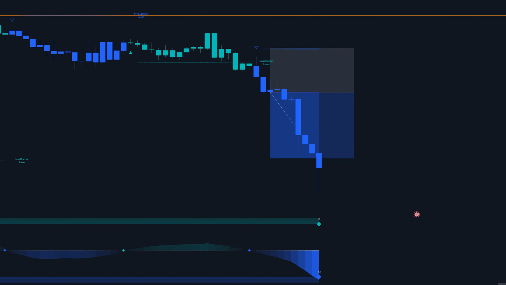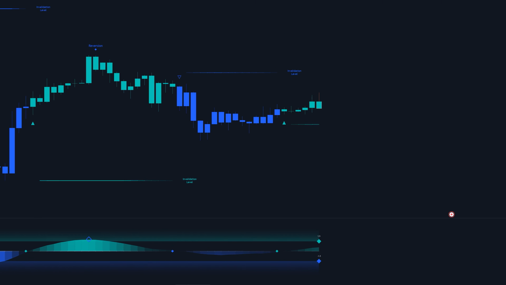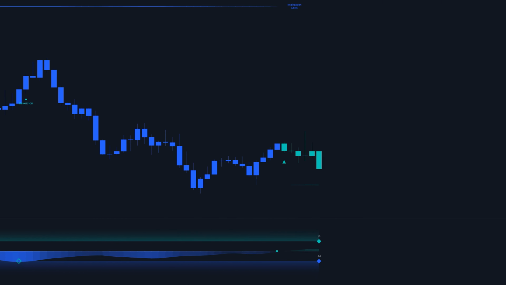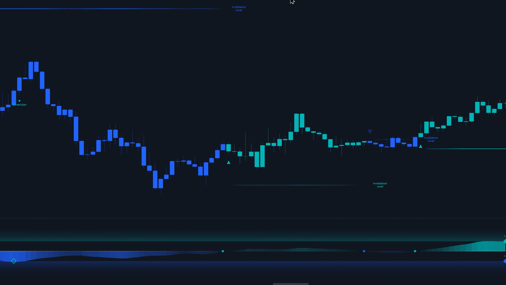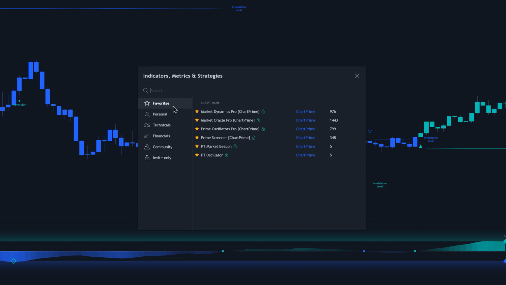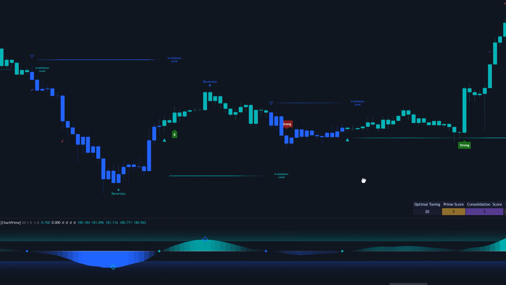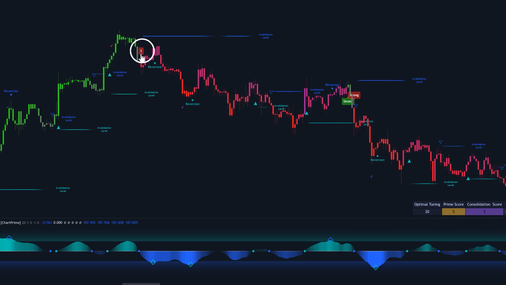Now, this is just an example of how you can use this indicator to trade. That doesn't mean that it's a strategy that you can now go and backtest and use to trade. To make this strategy even better, we could even add an extra indicator called Market Oracle Pro. This one created by Chart Prime. Now, the way this indicator works is it prints normal buy signals and strong buy signals, like this. It also prints normal sell signals and strong sell signals.